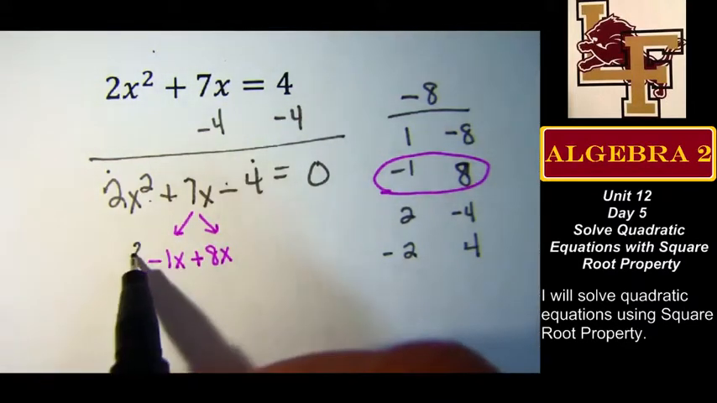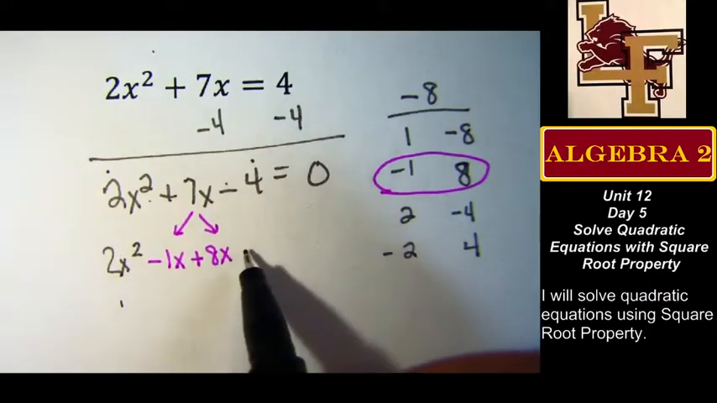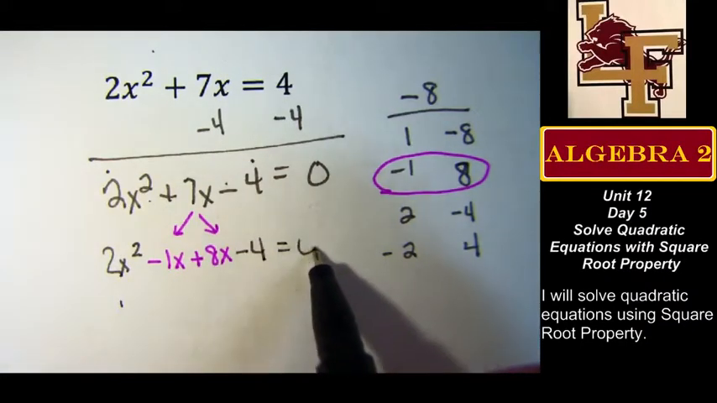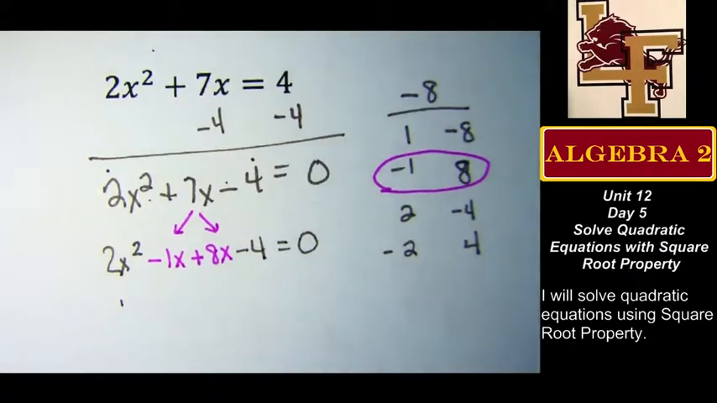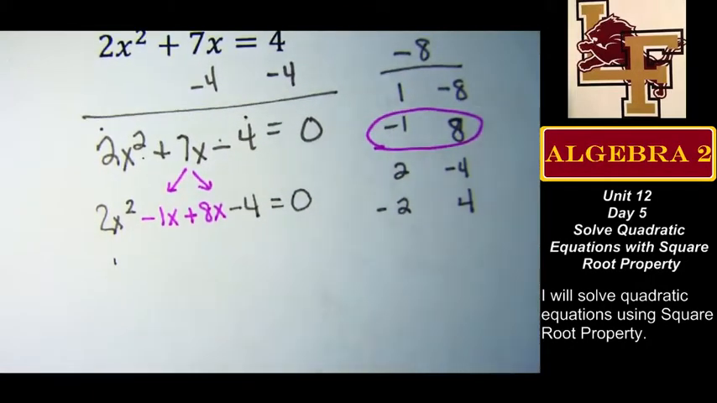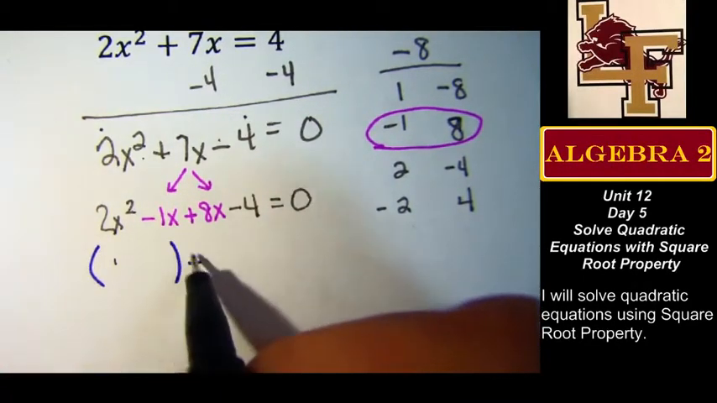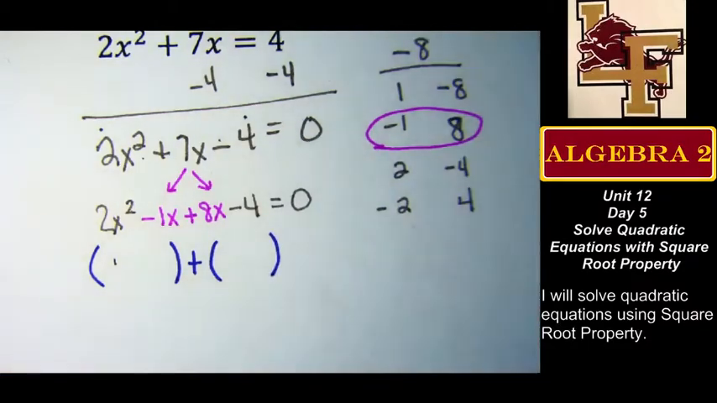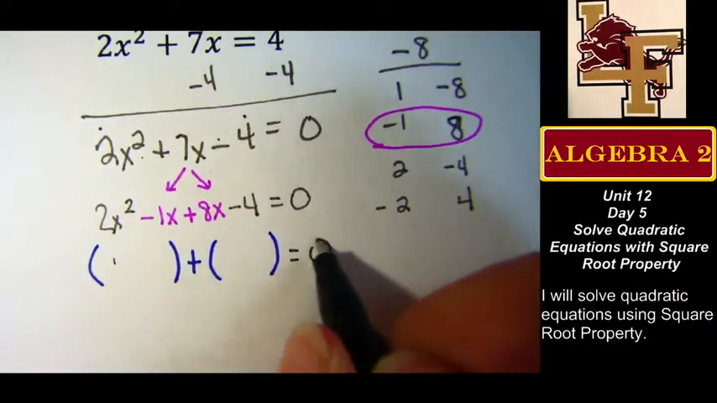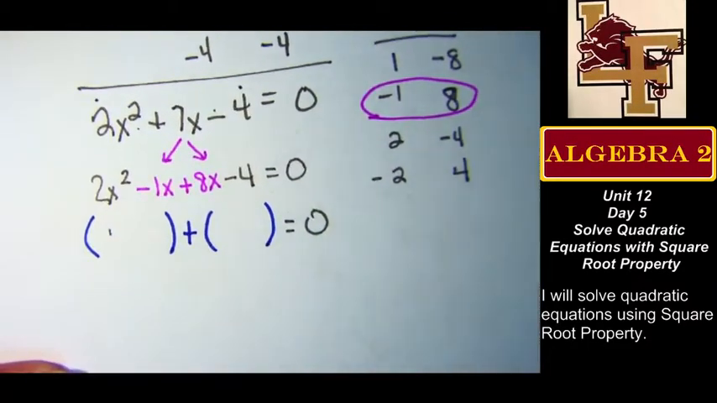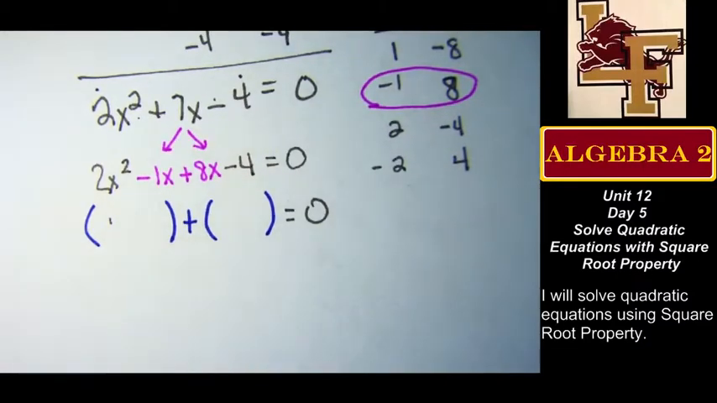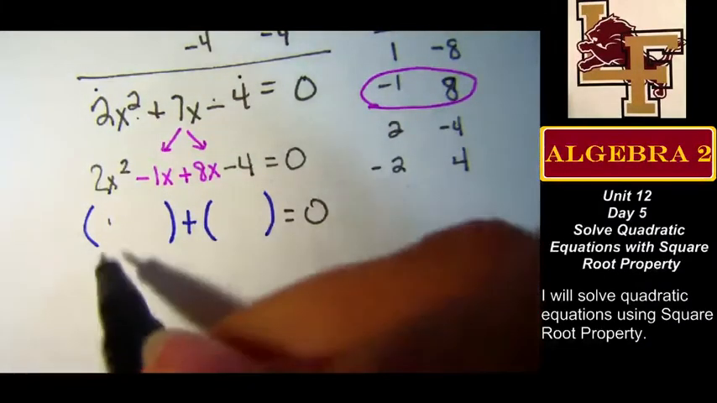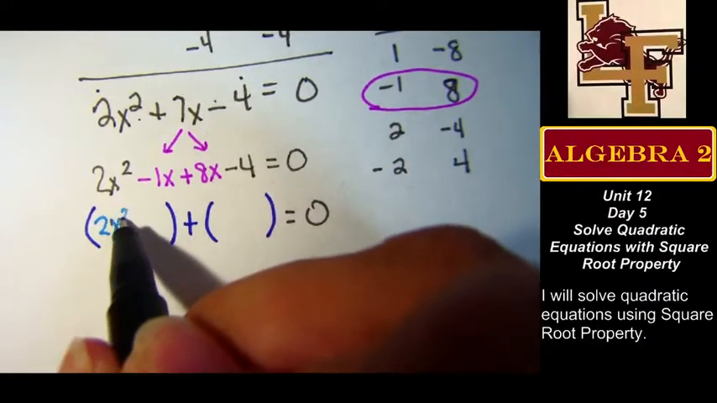Everything else about my equation is staying exactly the same, including the equals 0. Next step, going to create my groups. Remember, my groups have a plus sign between them. The plus 0 remains the same. And then in each group, I'm going to put 2 things. I'm just going to go in order because that's the easiest to think about.